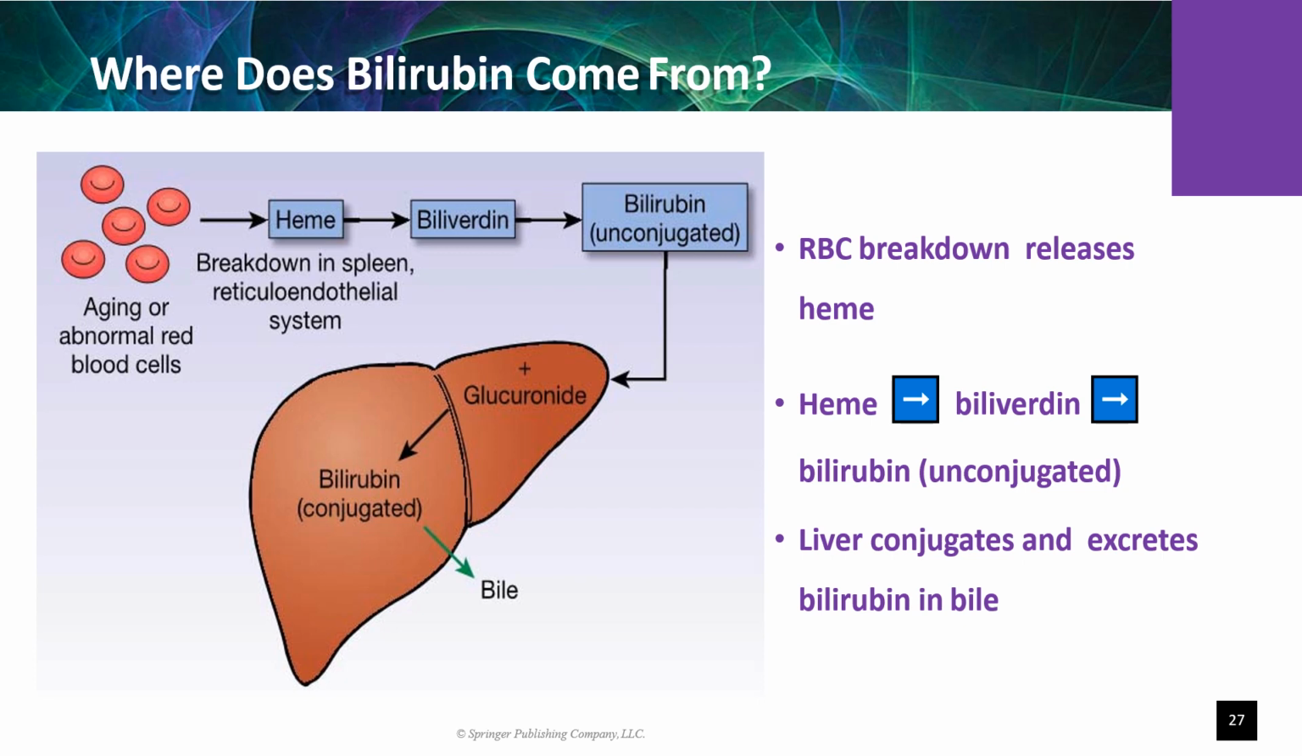The heme component of hemoglobin is metabolized first to biliverdin, then bilirubin. Unconjugated bilirubin is hydrophobic and it binds to plasma albumin for transport to the liver. The liver cells take up bilirubin and conjugate it, increasing its water solubility and excreting much of this conjugated bilirubin into bile.